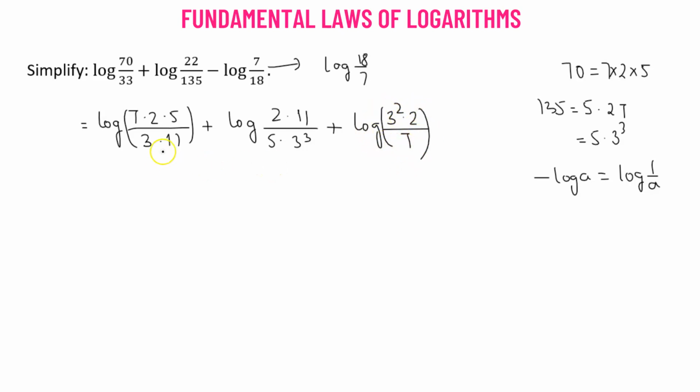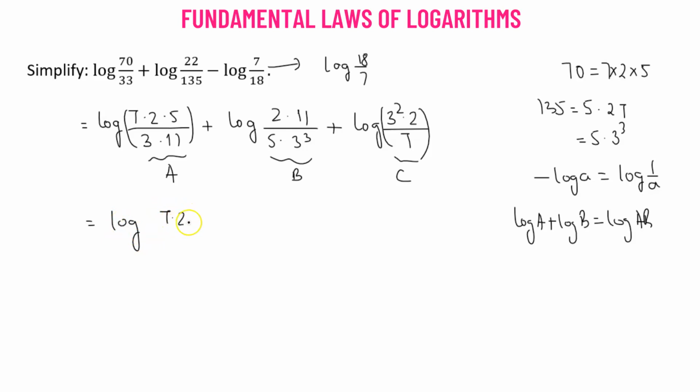So now we have log of a. If we consider this as a, this is b and c. So we can use the property that log of a plus log of b is equal to log of a times b. So this will give us log of 7 times 2 times 5 divided by 3 times 11, multiplied by 2 times 11 divided by 5 times 3 raised to the power of 3, times 3 squared times 2 divided by 7. So here a couple of terms will get cancelled out.